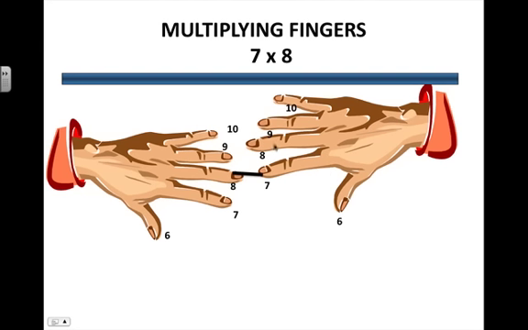And then to get the ones column, we multiply the fingers above the touching finger. So here we have 3 of them multiplied by 2 of them on this hand, and 3 times 2 is 6, and that's your ones column, so it's 56.